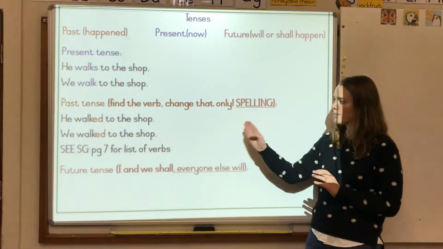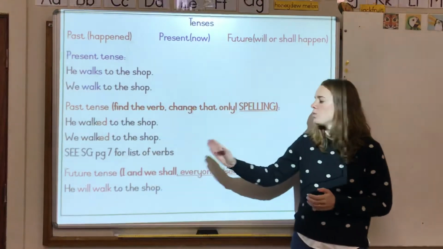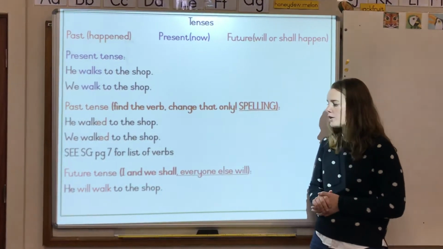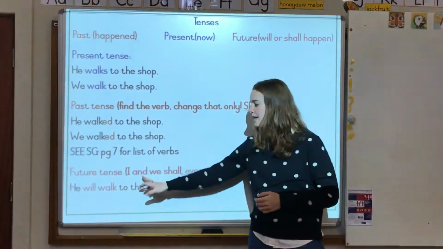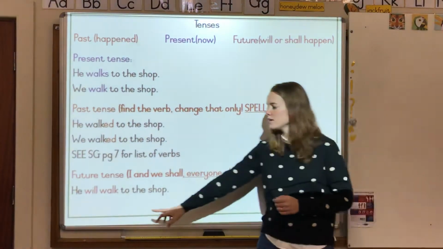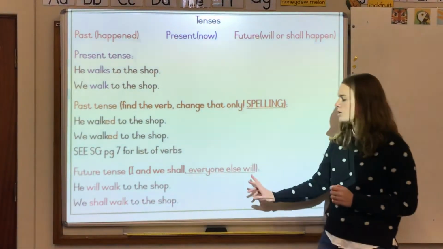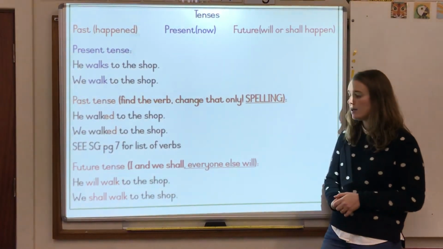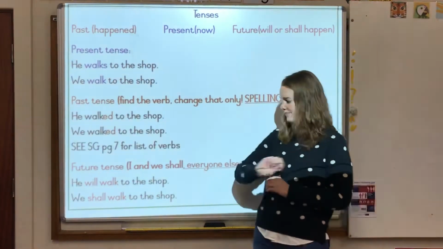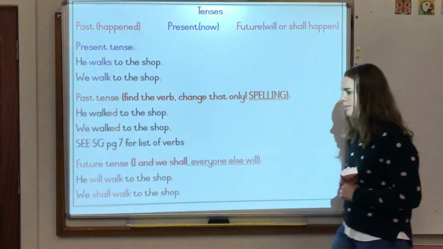So in the first example, he will walk to the shop. Why do we use will? Because it's not I and it's not we, so it's something else. It's he, so then we use will. The next one is we, so we use shall. We shall walk to the shop.